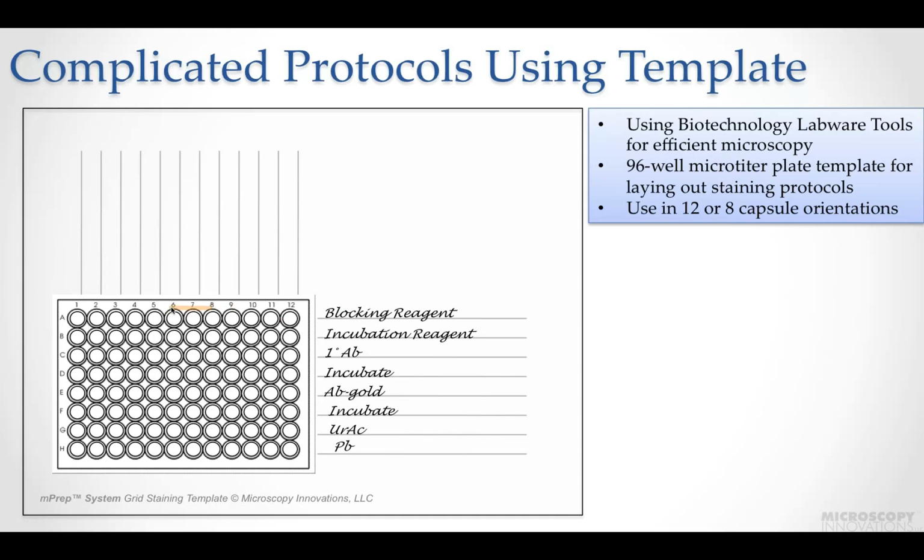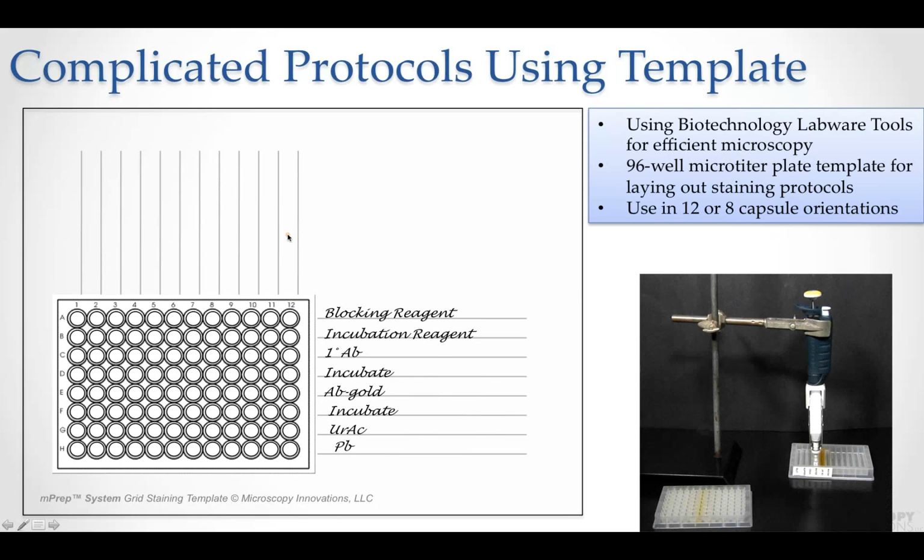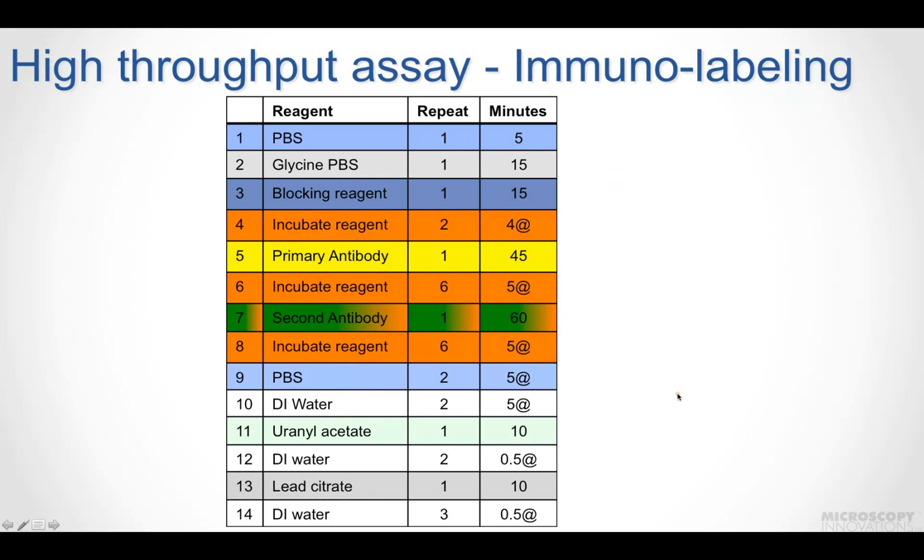And this setup would be for processing 12 specimens at once, or 12 grids at once, stepping from the first reagent to the next reagent to the next reagent. But we can also rotate this template 90 degrees and process 8 at once. And then during these reagent exchanges, the lab stand makes a very convenient way to hold the capsules in the 96-well plate vertically.